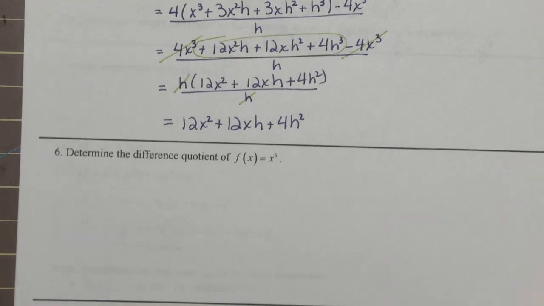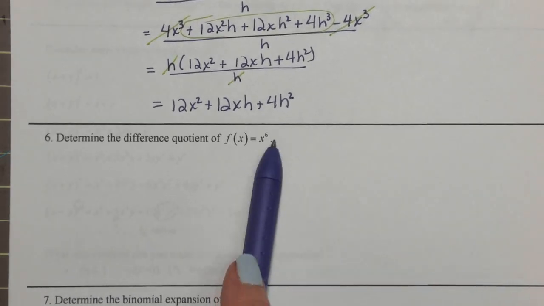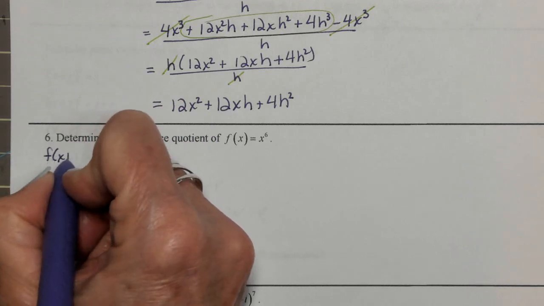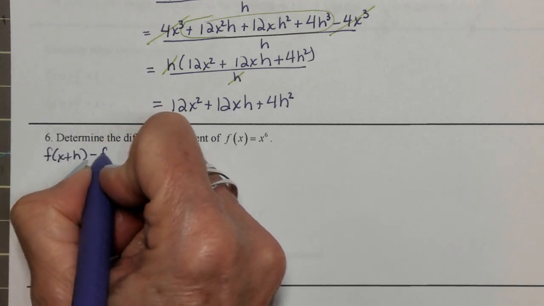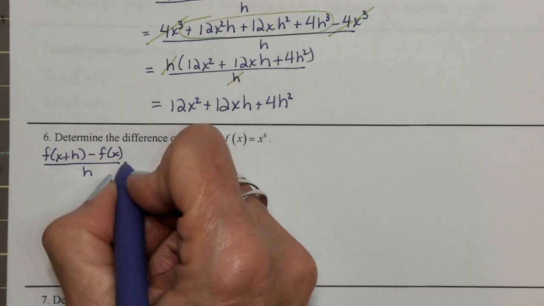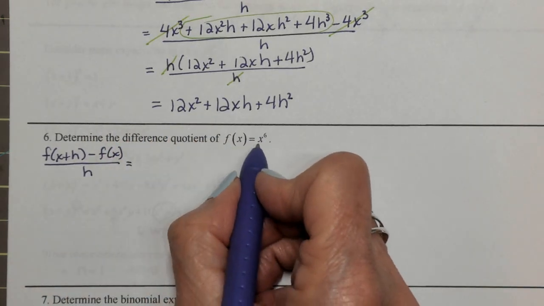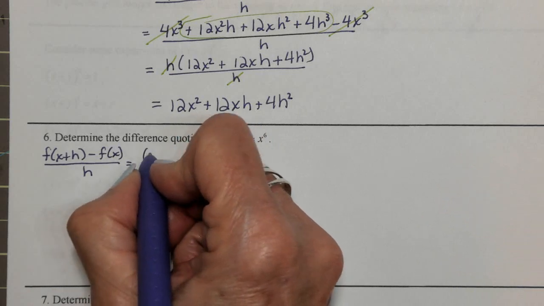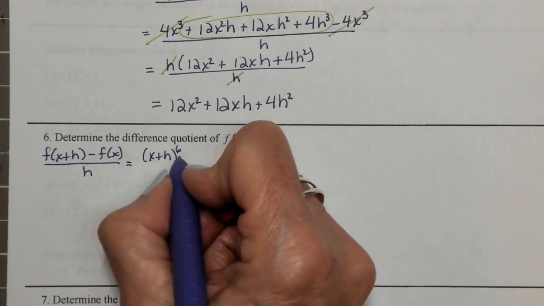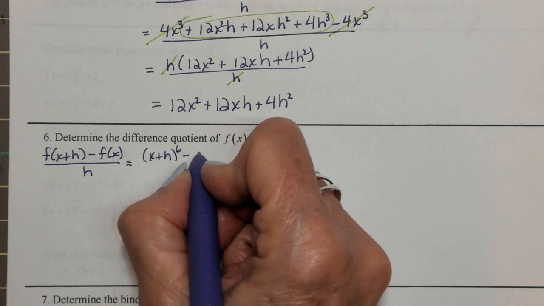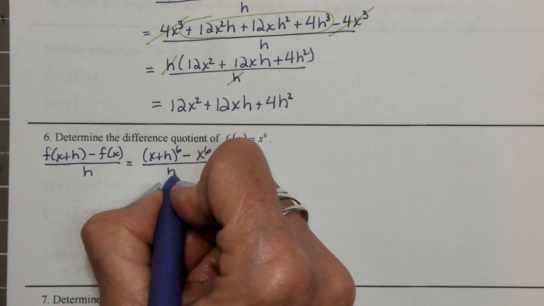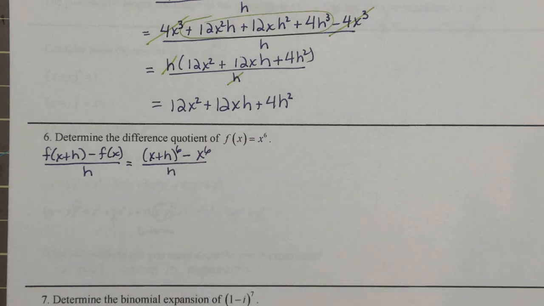Okay, let's do another one. The difference quotient of x to the 6th. Well, difference quotient is f of x plus h minus f of x, all divided by h. So f of x plus h is x plus h to the 6th power. We're subtracting f of x, which is just x to the 6th power, and we're dividing by h.